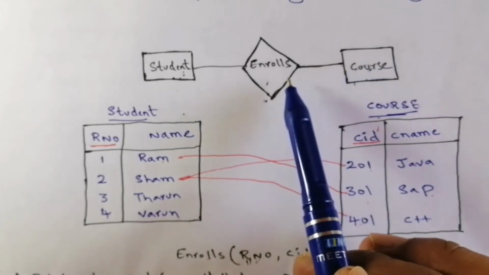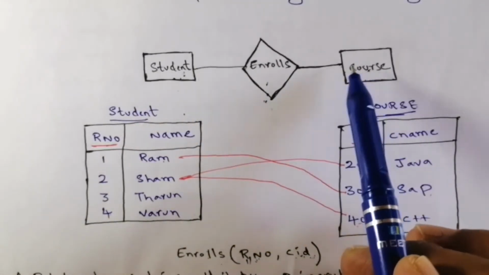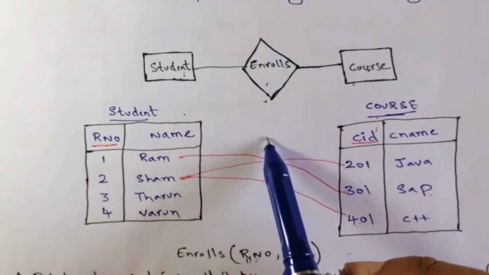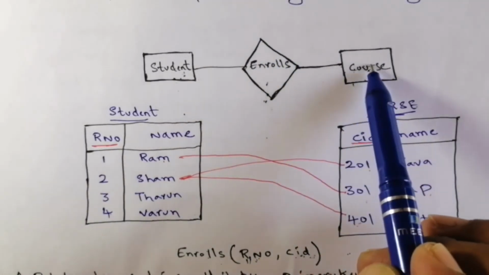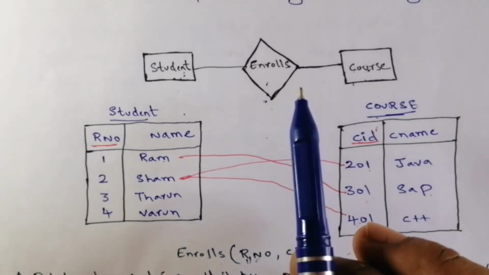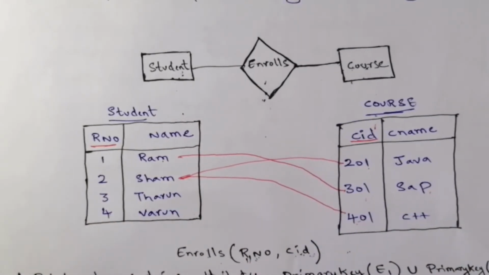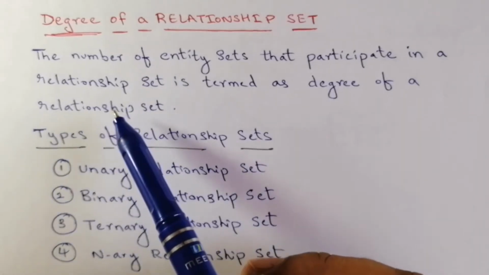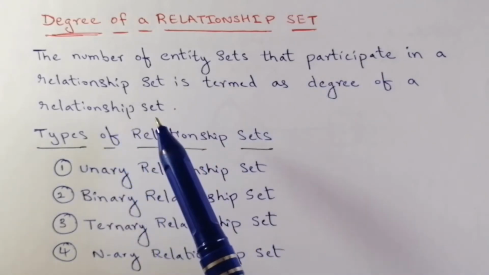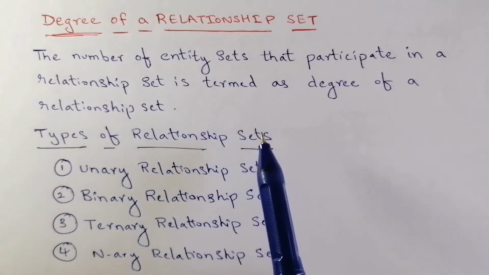What is the point we have to understand? What is degree? Degree is the number of entities that participate. In this case we have two, but it can be three entities, it can be four entities, or it can be a single entity. Depending on this, the degrees of relationship are classified. So the number of entity sets that participate in a relationship set is termed the degree of a relationship set. I think you have understood, right?